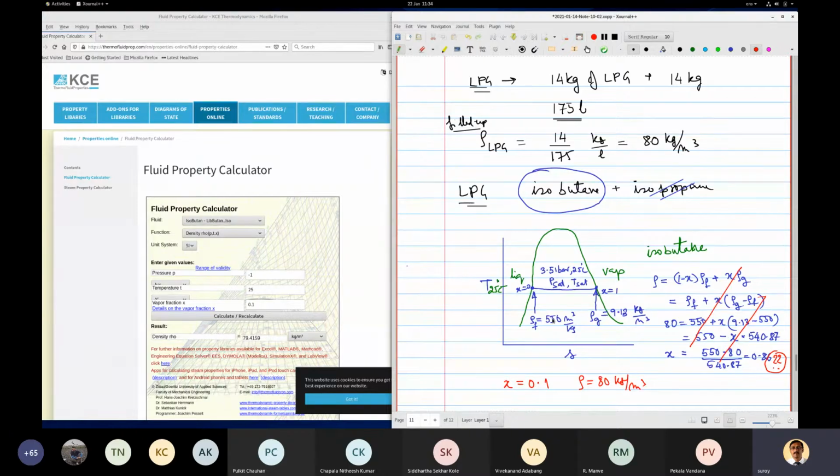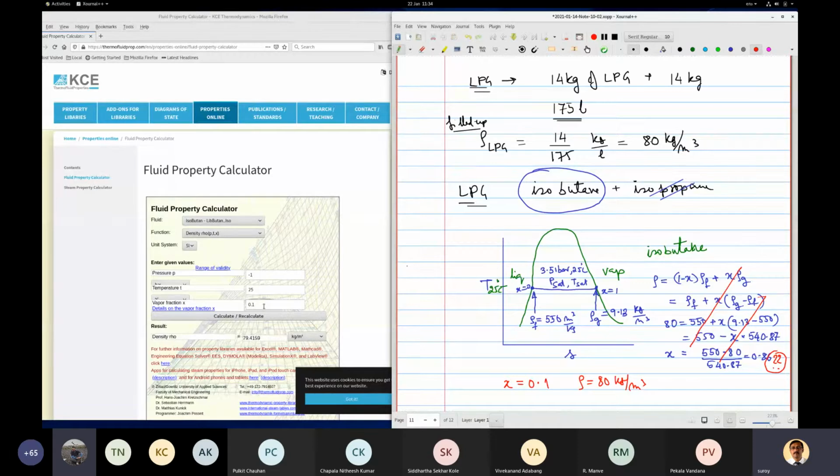Here we have done some mistake. This is 500 and this is 9. I was thinking it should be 0.8 here. Anyway, we'll see later. So this is correct. This is the actual value. So it is x equal to 0.1.